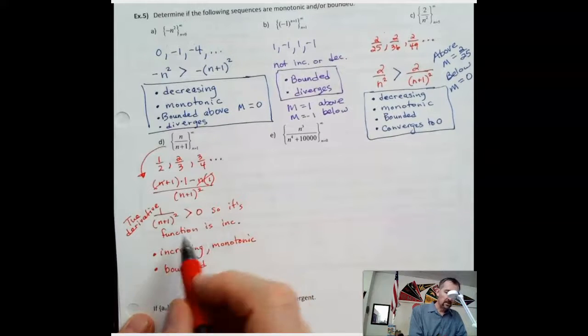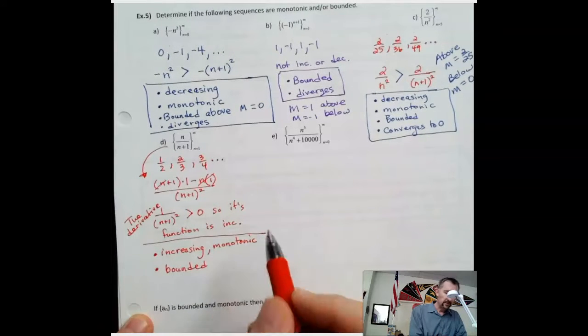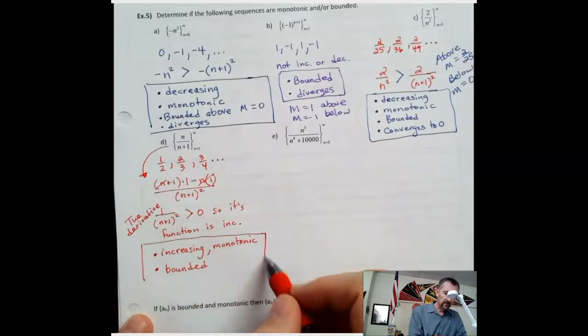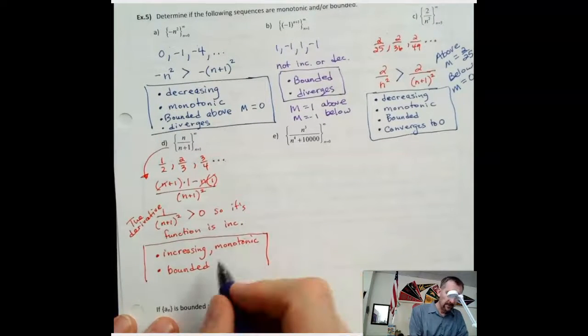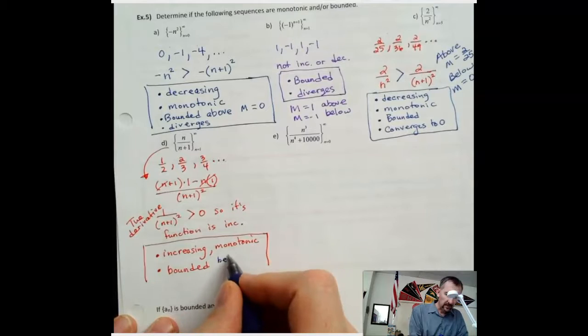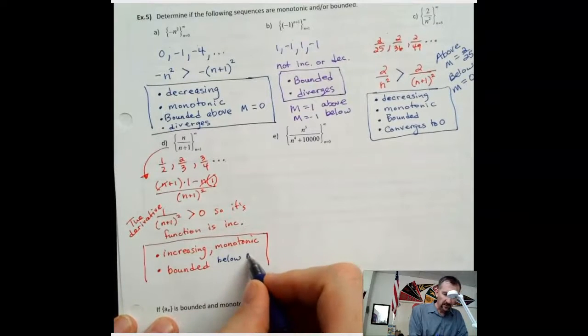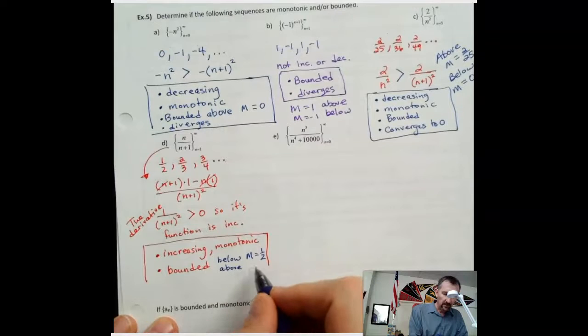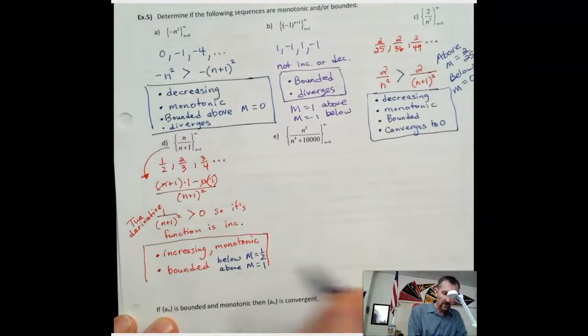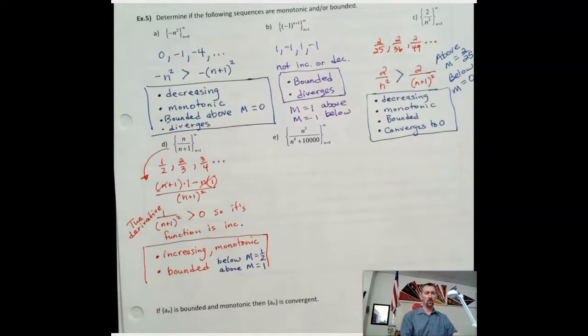So it's bounded below by m equals 1/2 and above by m equals 1. It's never going to get to 1.